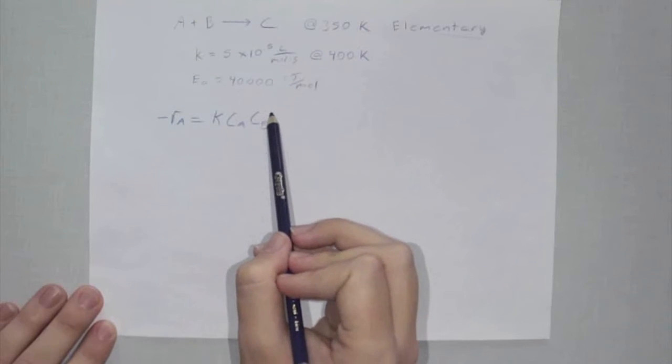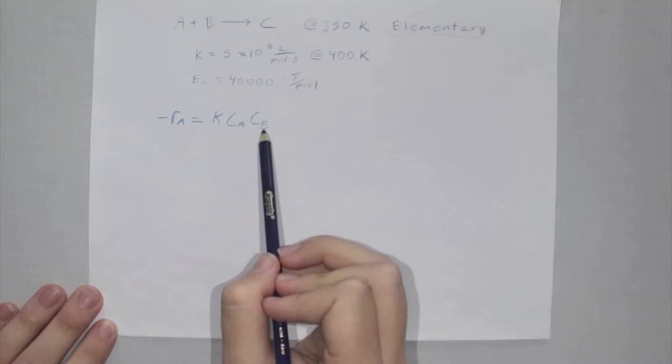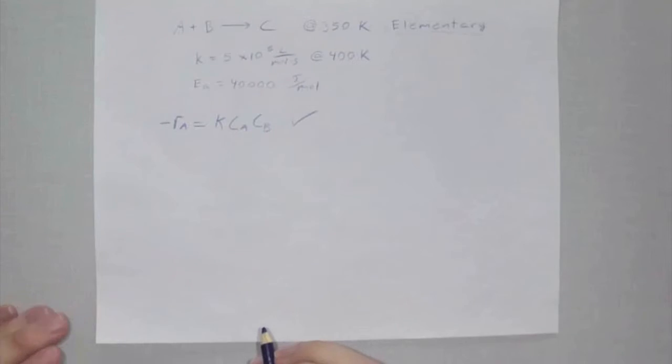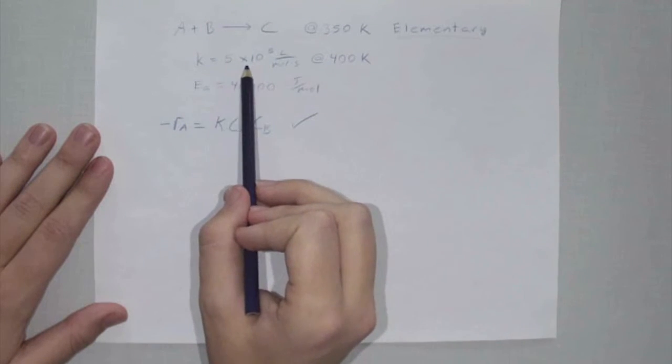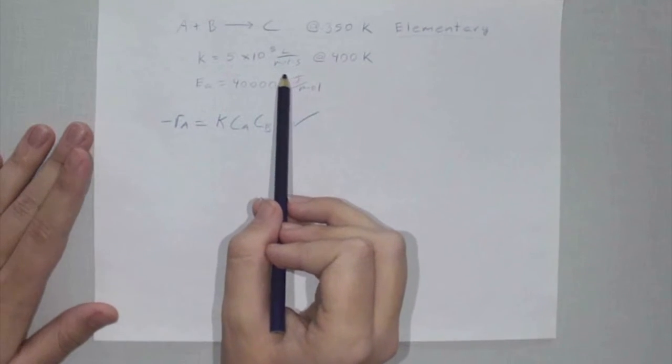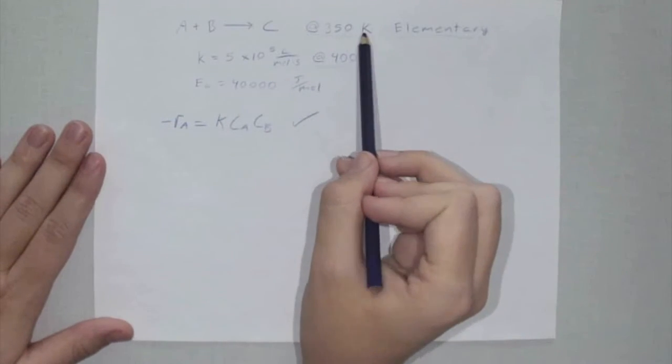And if we add up our orders here, 1 and 1, we get 2. So this is a second order reaction, so that checks out. So now let's find our K value. As easy as it would be for us just to take this 5 times 10 to the 5th liters per mole second, unfortunately that's not at the right temperature. This is at 400, and this is at 350.